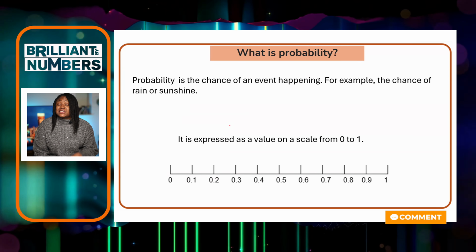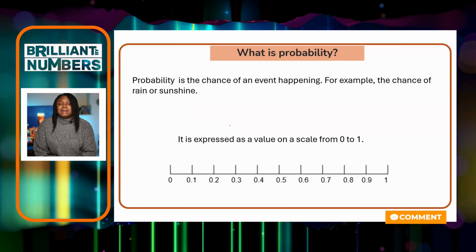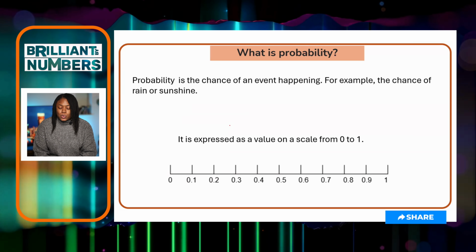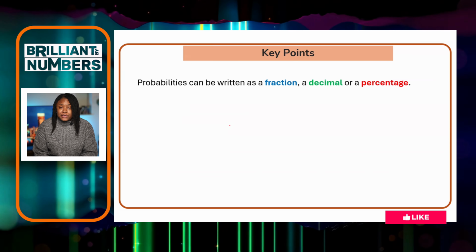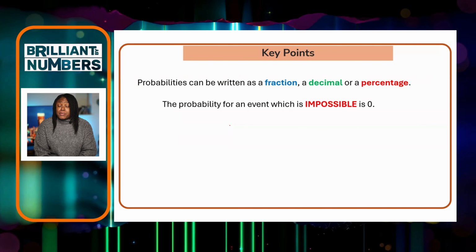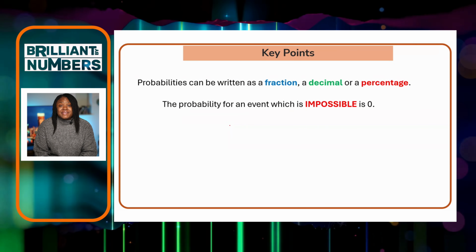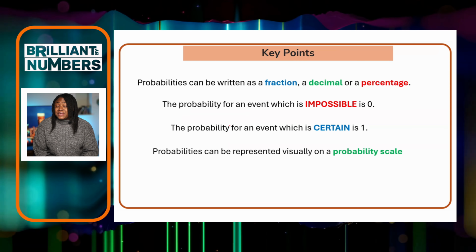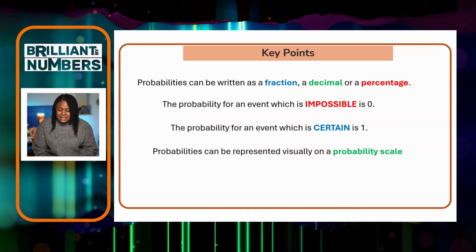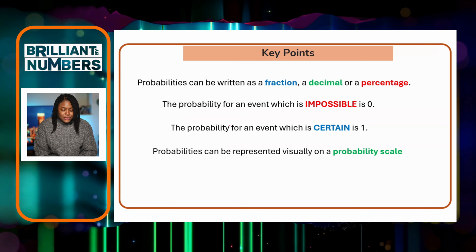So what we're going to do now is look at the key facts when we think about working with probabilities. The first point is that probabilities can be written as a fraction, decimal, or percentage. It has to be in one of these 3 forms. Next, the probability of an event that is impossible is 0. The probability of an event that is certain to happen is 1. Probabilities can be written visually on a probability scale, which we will be looking at as well.